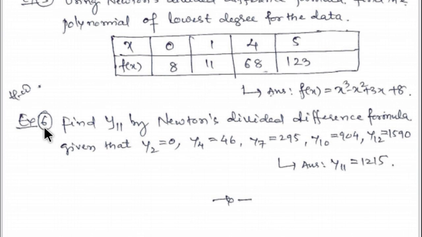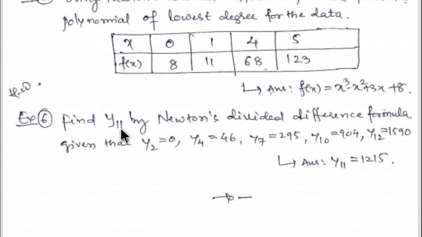One more example, example 6, for practicing. Find y11 by Newton's divided difference formula. Given that y2 is 0, y4 is 46, y7 is 295, y10 is 904, y12 is 1590. These are the x values, okay: x equal to 2, 4, 7, 10, 12. These are the y values, the arguments and entries: y equal to 0, 46, 295, 904, 1590.